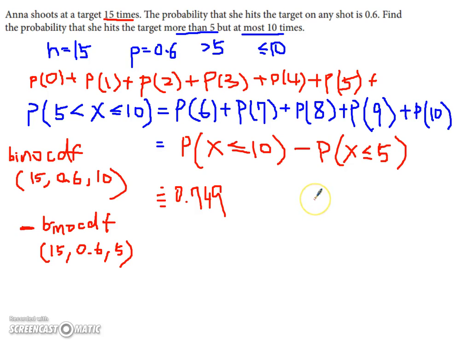I hope you see that binocdf can be used in a pretty creative way. Just make sure you are careful with your inequality signs. That's a very, very common mistake.